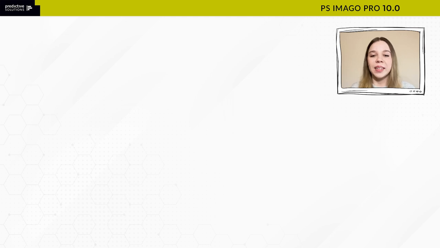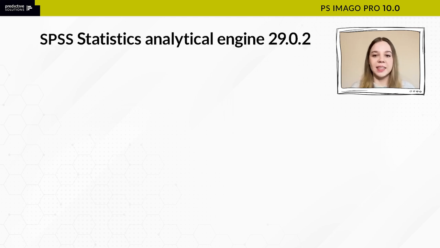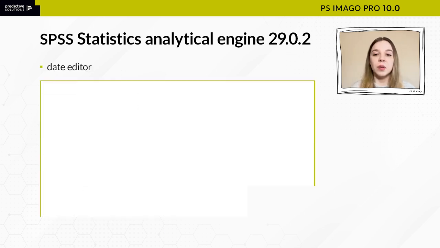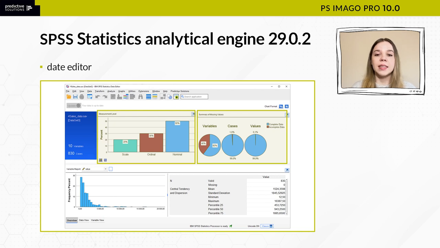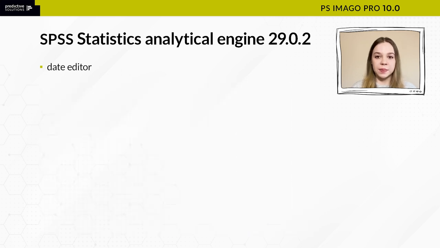And what we can find in the new version of the SPSS Statistics Analytical Engine 2902? I draw particular attention to the data editor within the overview functionality. It facilitates a holistic view of the data, providing basic information about the collection, variable types, levels of measurement, or missing data. It also facilitates access to detailed information for individual variables in the form of graphs and summary statistics.